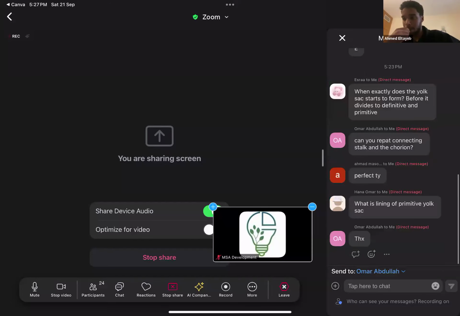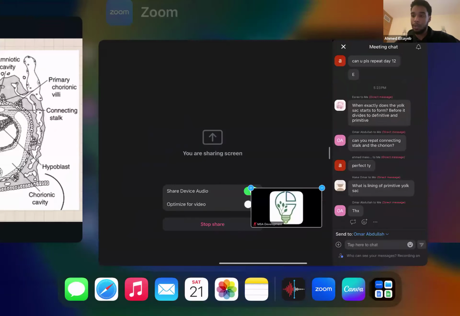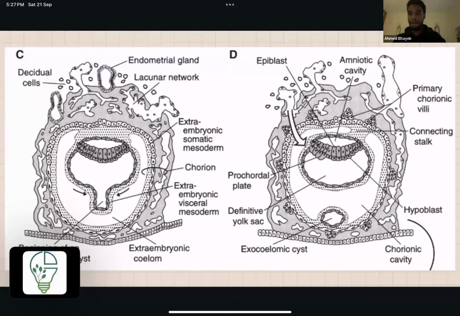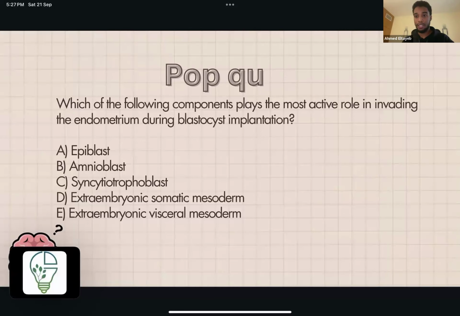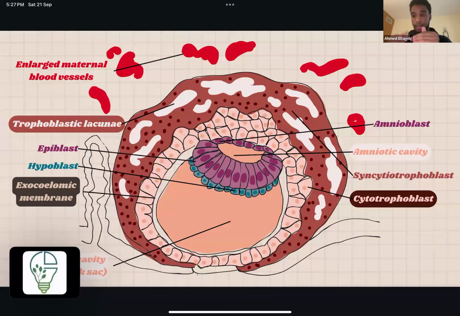What is the lining of the primitive yolk sac? The primitive yolk sac is lined by Huesner's membrane. So we go back to day 9. We have the hypoblast. The hypoblast begins to proliferate, which means the cells divide rapidly, and then the cells go down. They go down because they cannot go up because of the epiblast, right? So they go down, and they make a membrane of simple squamous epithelium, and we call this membrane Huesner's membrane. And Huesner's membrane, or the exocoelomic membrane, is what lines the primitive yolk sac.